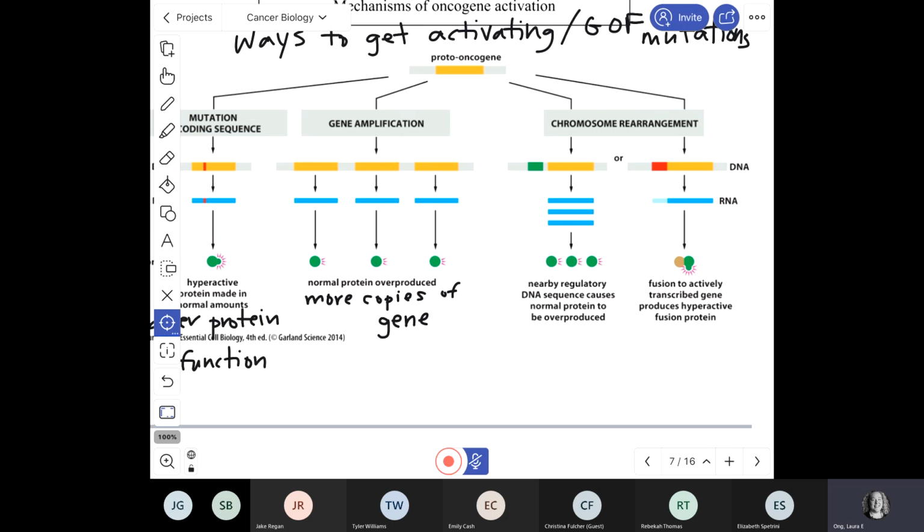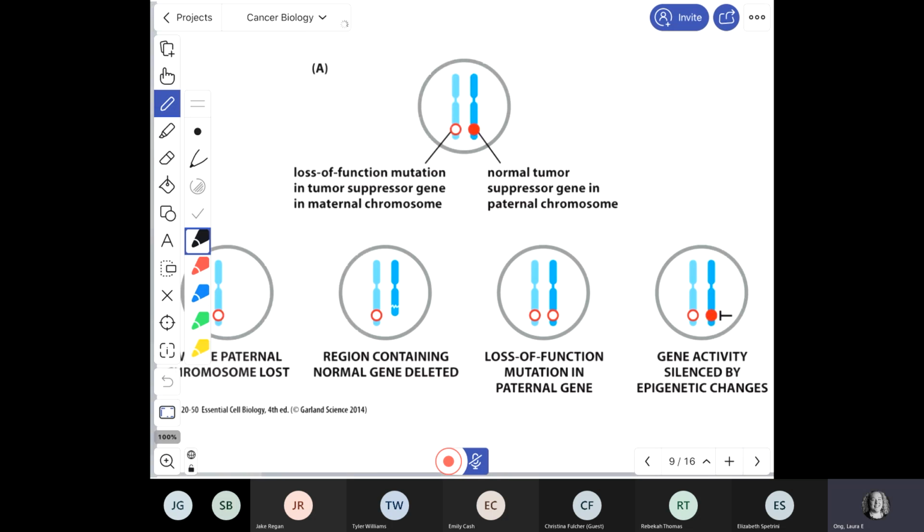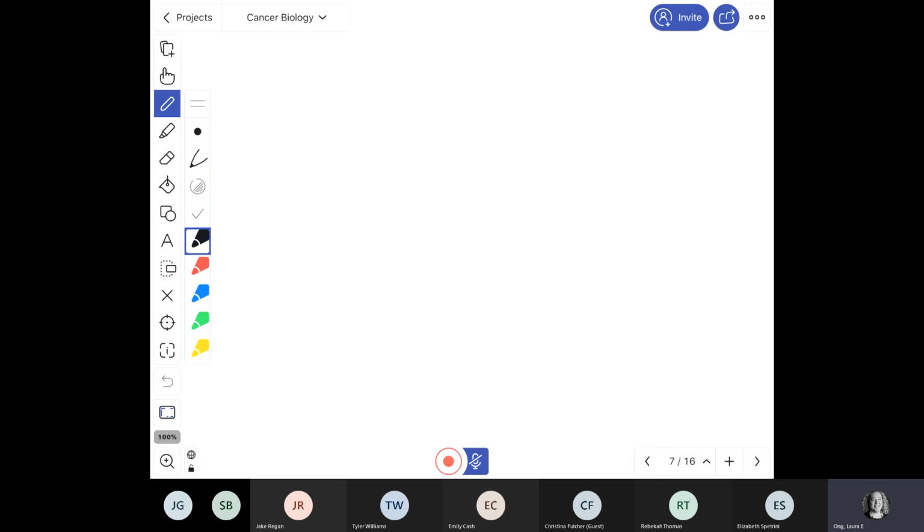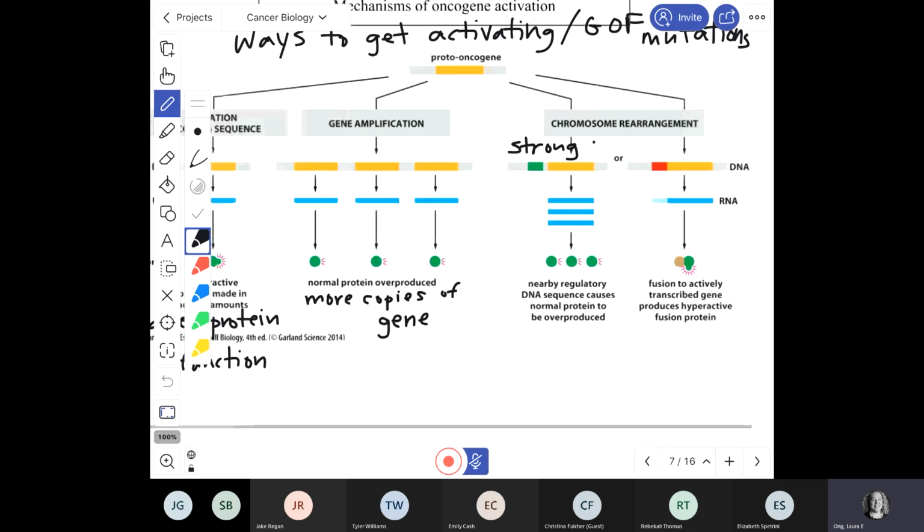A related way to get the group of proteins to work better is that you get behind a strong promoter. Strong promoter.